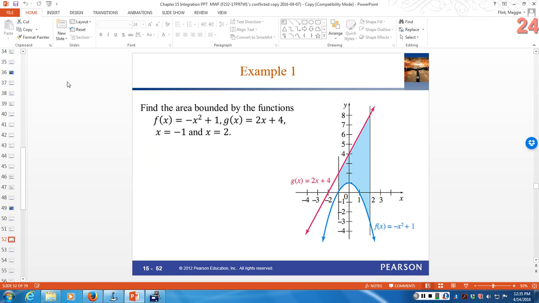So the first one is kind of an abstract example. It says find the area bounded by these two functions. One of them is a linear function. The other one is a quadratic function, a parabola, and we want to find the area between the line and the parabola for x equals -1 to x equals +2.